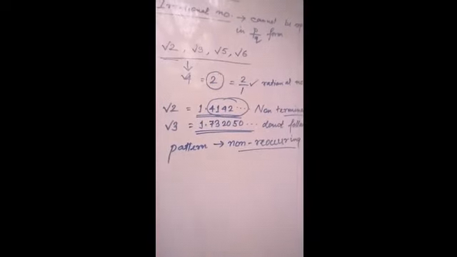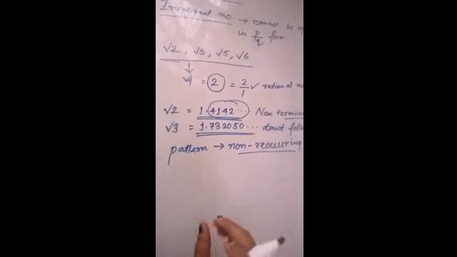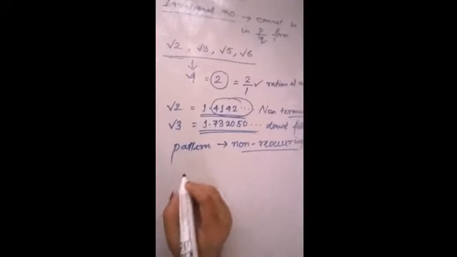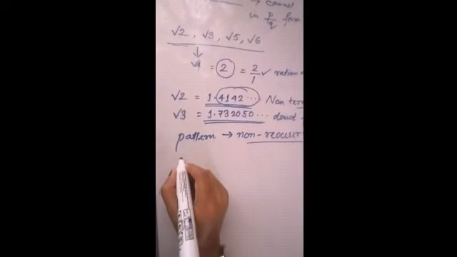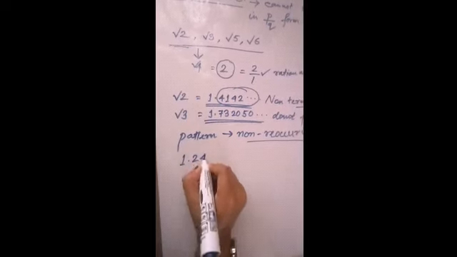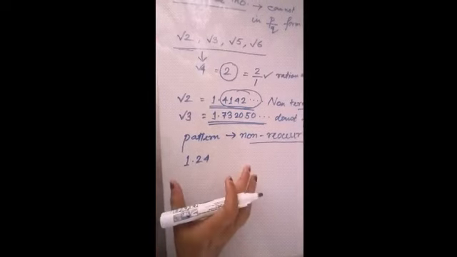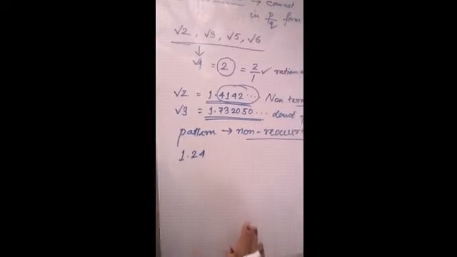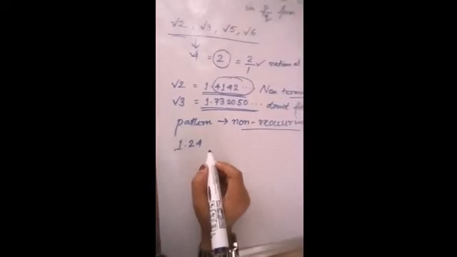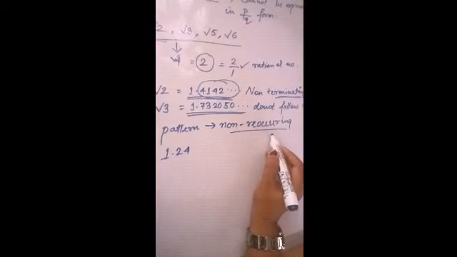Now you can create any irrational number by yourself. How will you create it? Suppose I give you a number as 1.24. How will you create an irrational number from a rational number? What things should you keep in mind? It should be non-terminating and non-recurring.